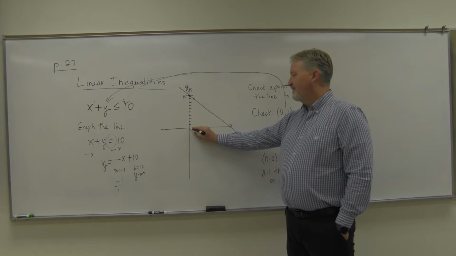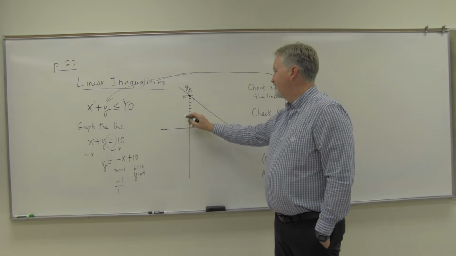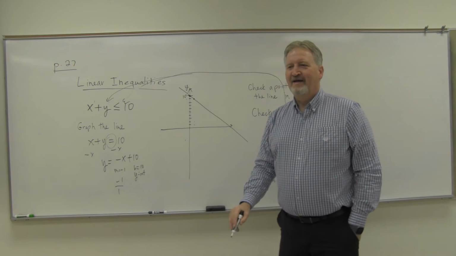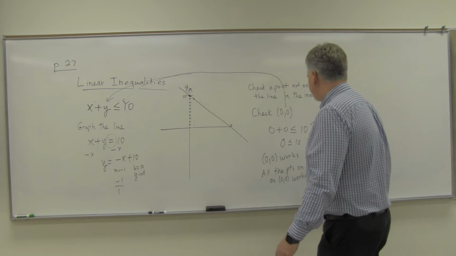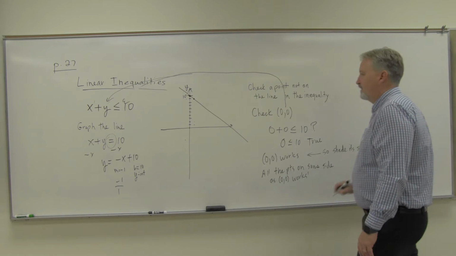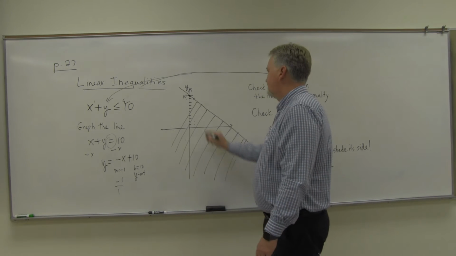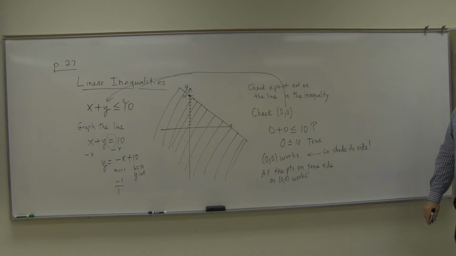Okay, so here's 0, 0. Everything on the side with 0, 0 works. So 1, 1 works, 1, 2 works, -1, 9, -1, -4. All these points work. So what it comes down to is we're going to shade the side of 0, 0 of that line. And we're good. Okay? That's pretty well the deal.